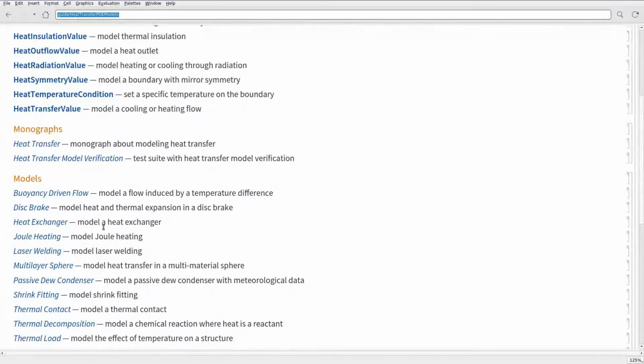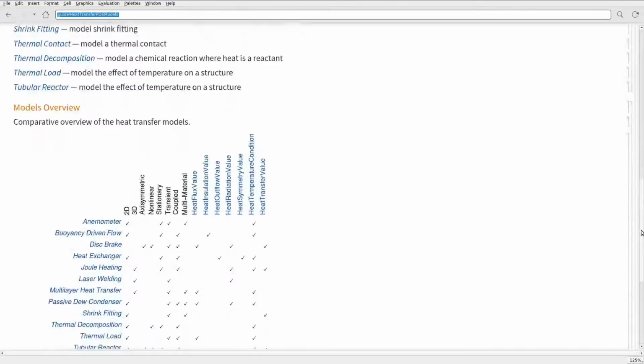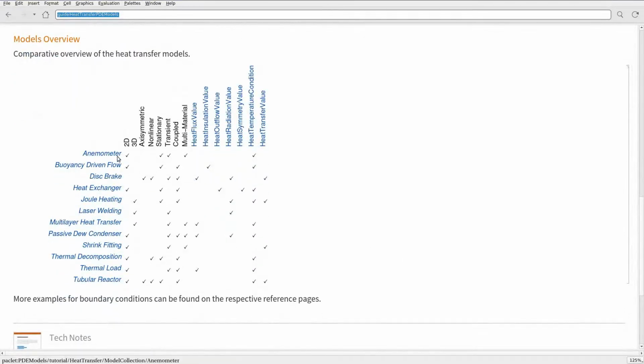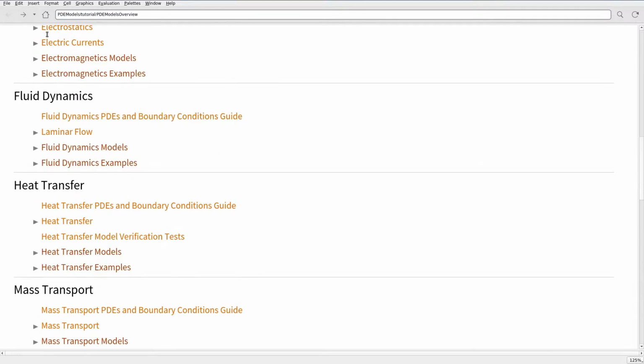There is a list of PDE models that we've done. And at the end, you'll find, for example, if you're looking for a specific case, like you want to do a 3D model, then you can look at this joule heating, laser welding, and stuff like that. So that's how you find what functionality has been used in what application model. So this is a rough guidance on how to use the PDE models overview page.